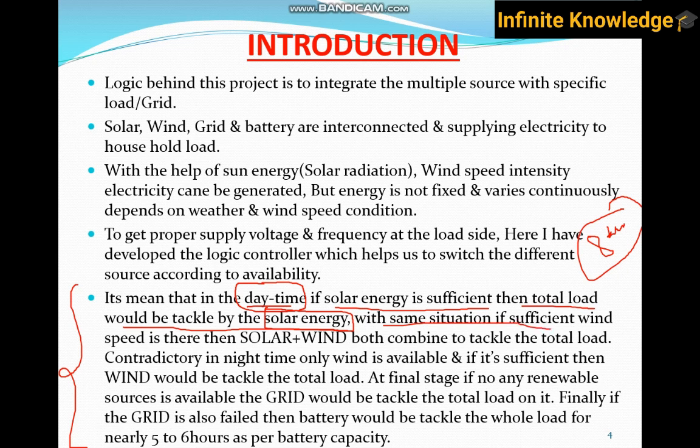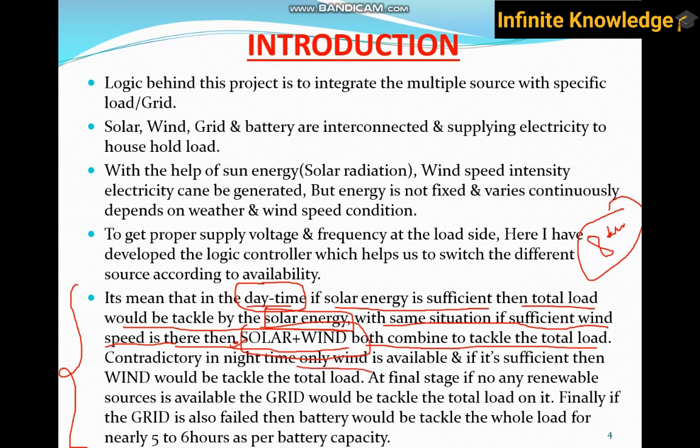In the same situation, if sufficient wind speed is there in the daytime, then solar and wind are both merged, or synchronized, and both combine to tackle the total load, that is 8 kilowatt.